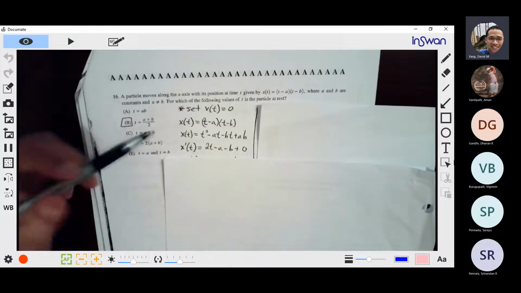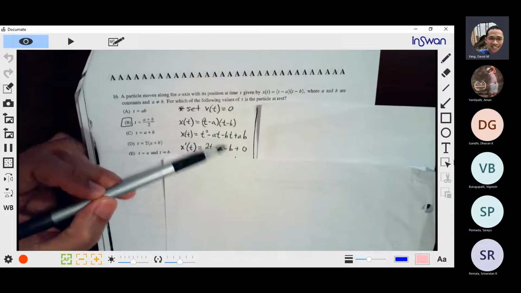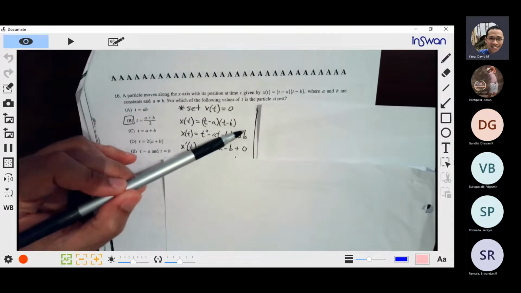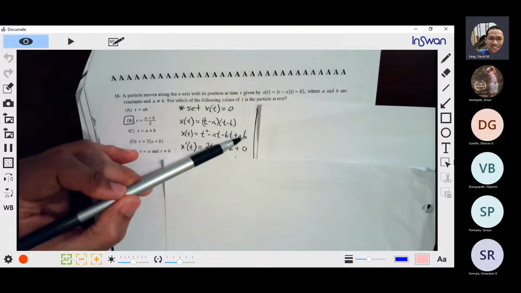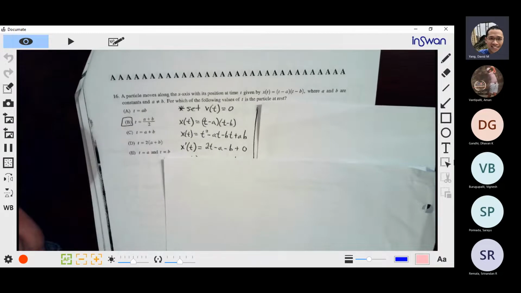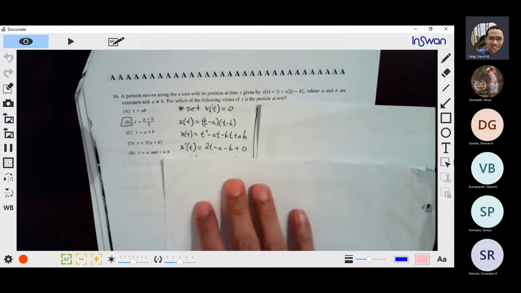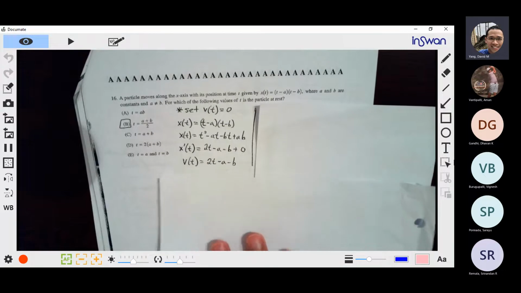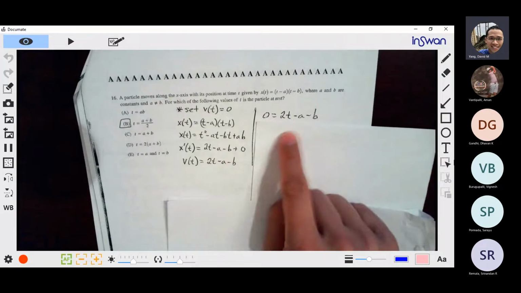We find each term's derivative. t squared becomes 2t. at becomes a, bt becomes b. ab, they're both constants, so multiplying together they'll give me a number, and a number's derivative is 0. Okay, so we have our velocity function. We set our velocity function equal to 0.